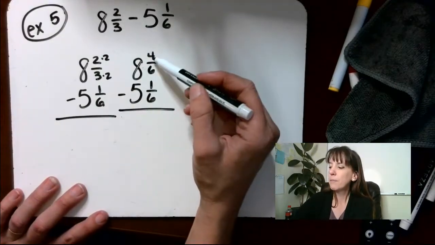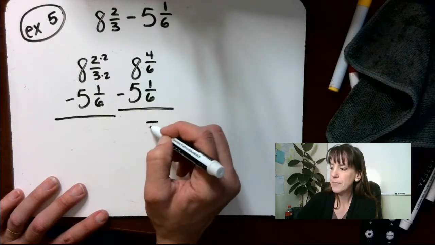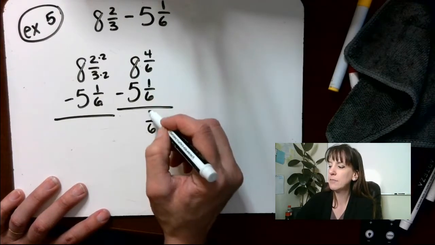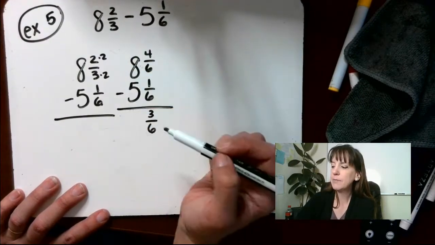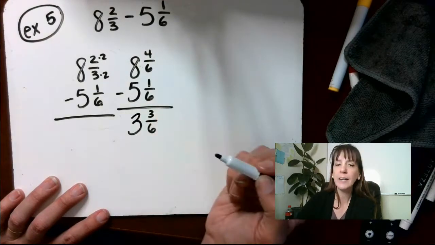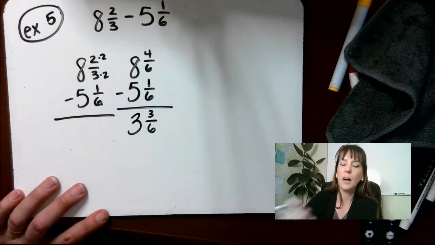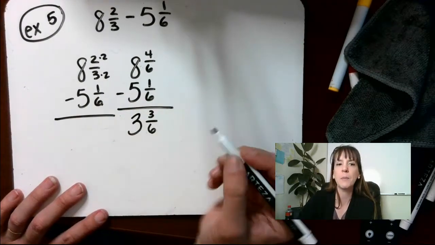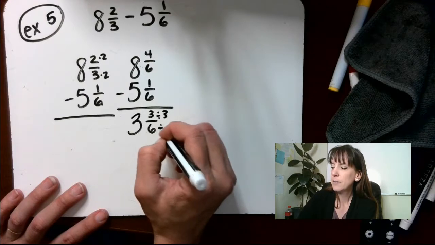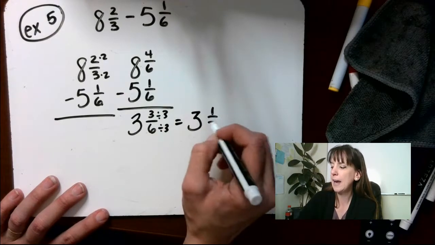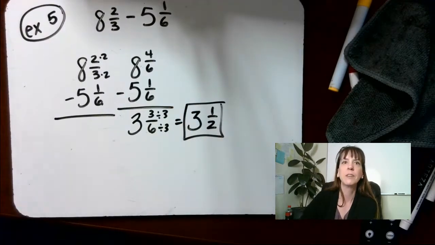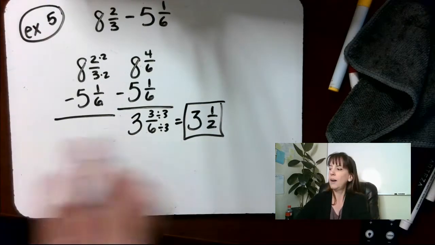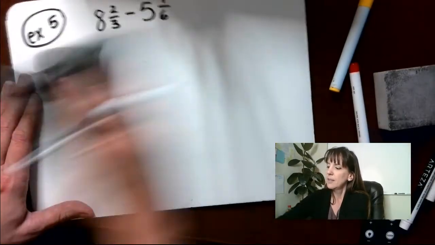Okay? So let's deal with just the fraction bit first. 4 minus 1 would give me 3. 8 minus 5 would give me 3. But remember, you have to reduce your fractions, right? So 3 over 6 can be reduced down. If I divide the top and bottom by 3, I end up with 3 and 1/2. Excellent. So that's how you can do that without turning it into a mixed number. I think that's a lot easier.